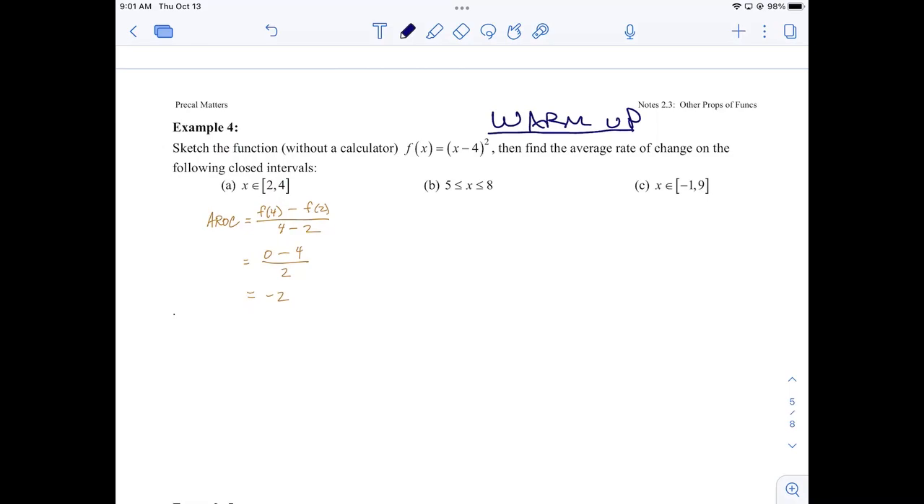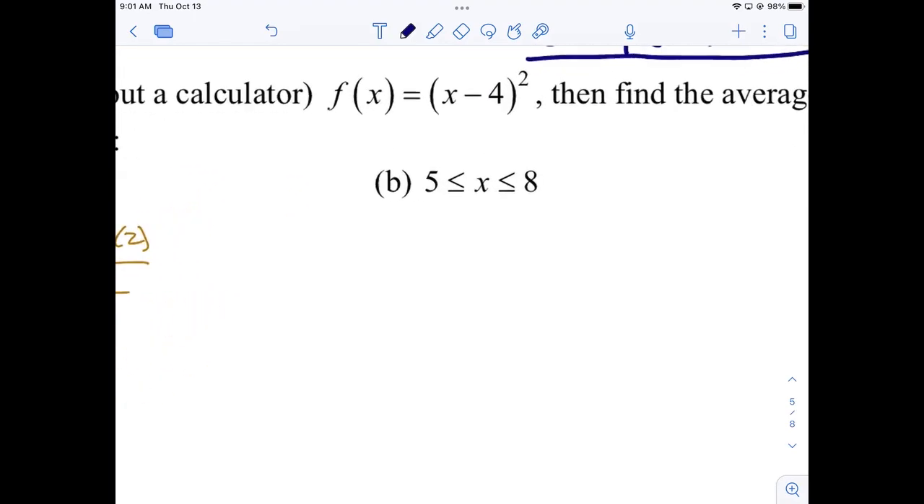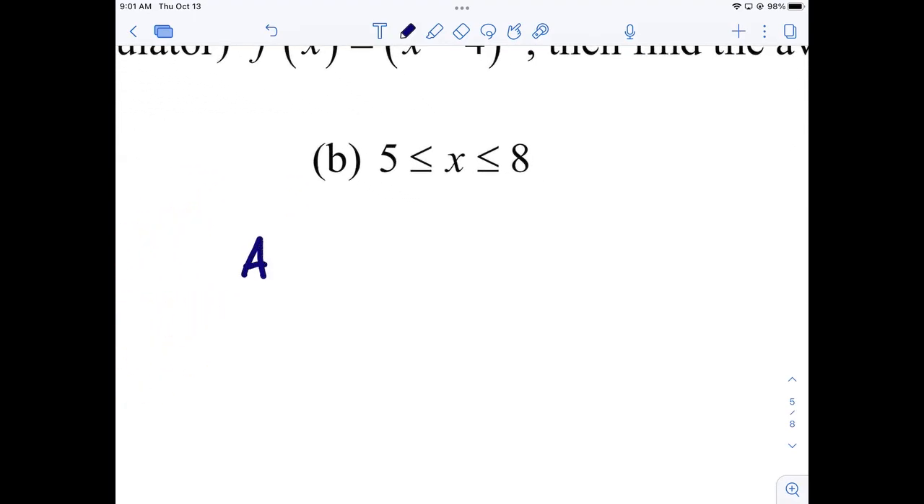Average rate of change, average rate of change, average rate of change. That's the same as the slope of the secant line, right? And the way we find it is we set up our difference quotient. So let's go ahead and say A-ROC, average rate of change.